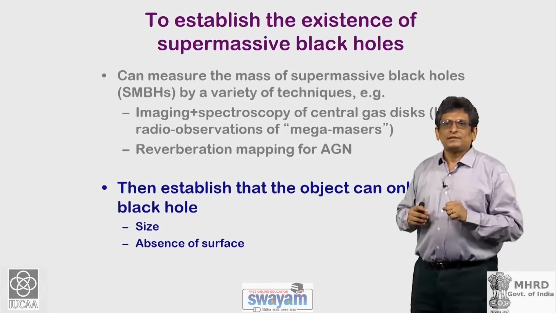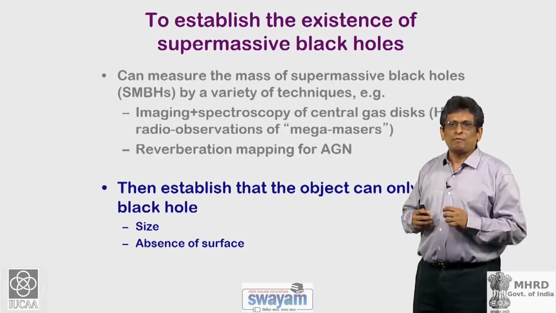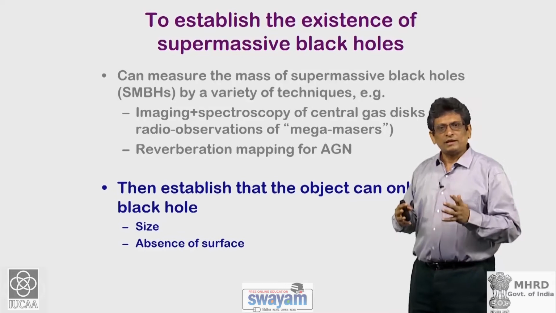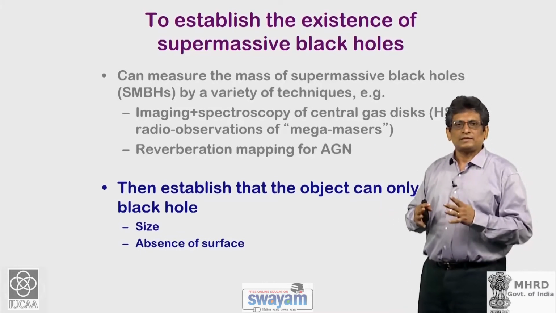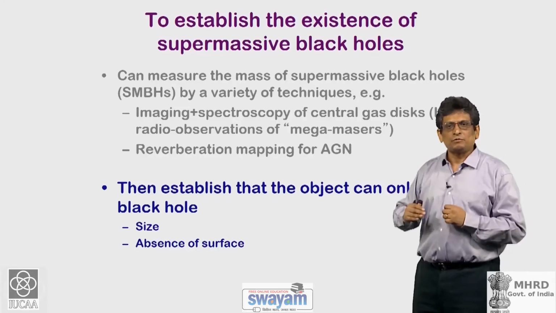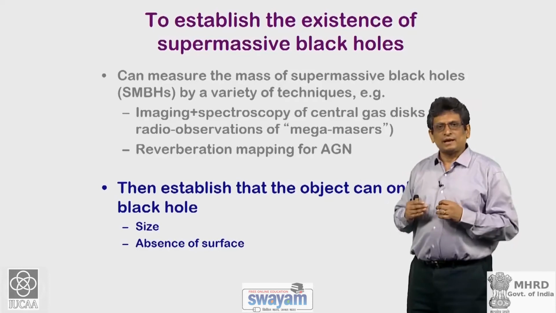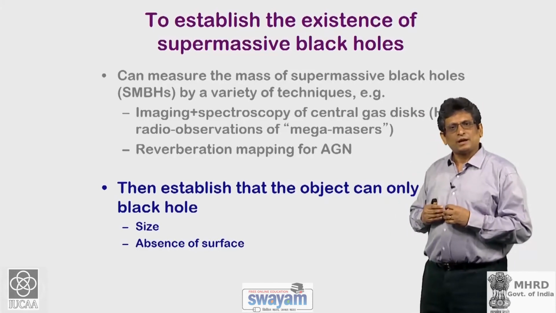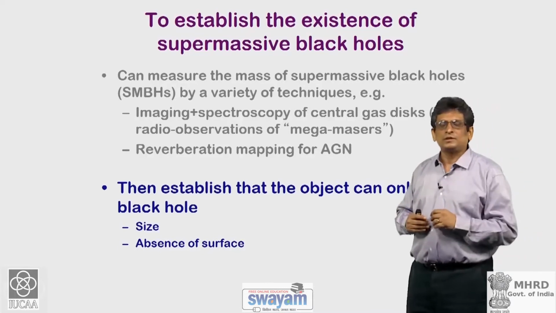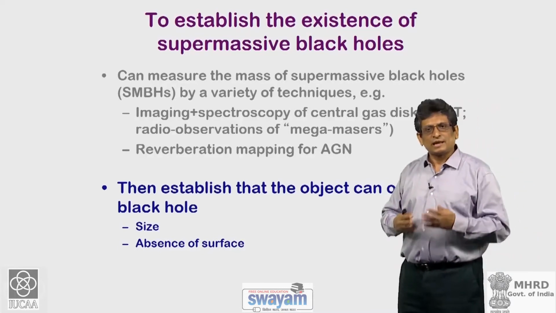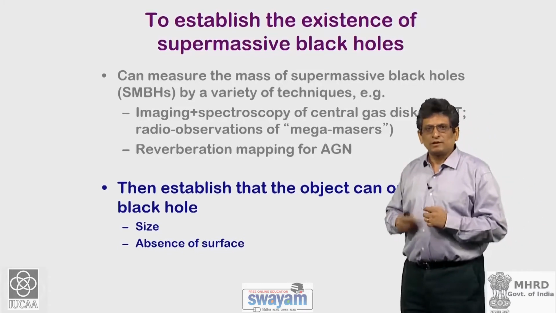And in many cases, where we are modeling the object from the point of view of their radiation around the object, we can try and establish the absence of a surface. We know the difference between black holes and neutron stars is that black holes don't have a surface that radiates. This is more commonly used in galactic sources, which are stellar mass black holes, but this can be also used for the modeling of these black holes.